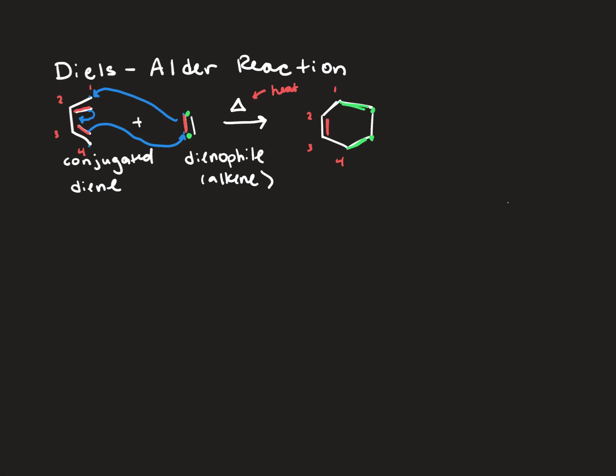If we look at the enthalpy and entropy of this reaction, in terms of entropy, this reaction is unfavorable because we're putting 2 molecules together. But because we're breaking pi bonds and replacing them with sigma bonds, it's a very enthalpically favored reaction. Let's look at an example.